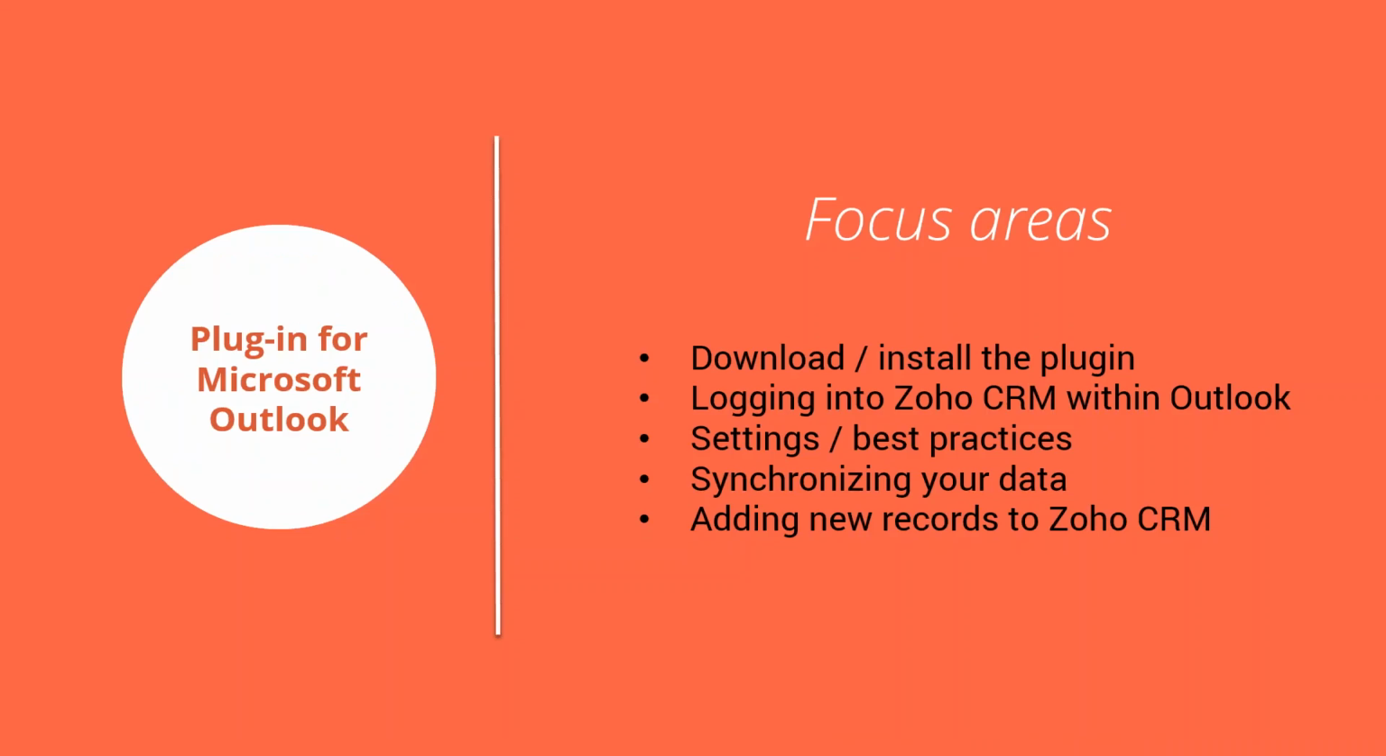So things we're going to focus on today that I'm going to walk you through here. We're going to download and install the plugin. We're going to log into Zoho CRM from within Outlook. We're going to look at some of the settings for the plugin and some of the best practices that we've learned over the years. We're going to talk about synchronizing your data as well as adding new records to your Zoho CRM implementation.